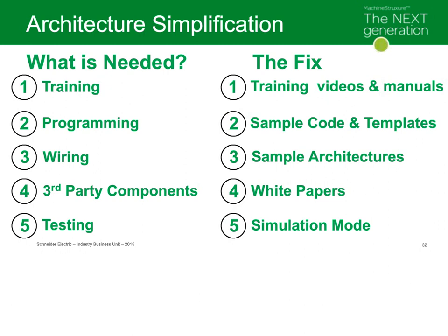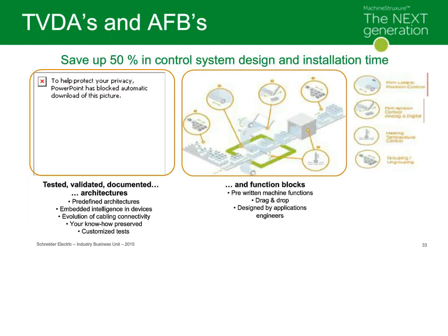So answering the simplicity aspect, Schneider Electric answered it by something called TVDAs and AFBs. TVDA stands for Tested, Validated, Documented Architectures. And what those are, flexible and scalable architectures that are able to drop into the software, and they give you something called a system user guide. The system user guide is a 150 to 200 page PDF document that gives you all the technical information on all the separate components that are needed to build an architecture. It gives you the information on all the wiring that is needed, part numbers, how to hook everything up together, step-by-step instructions in that regard.